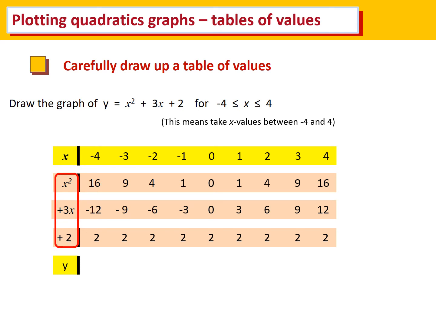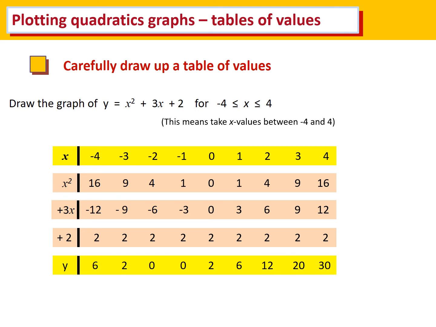And therefore, when x is -4, we add those three values together. 16 plus -12 plus 2. That makes 6. When x is -3, we add those values together. 9 plus -9 plus 2, that gives us 2. When x is -2, we add those three values together and it gives us a y value of 0. We carry on like that. And so we now have a row of x values at the top and a corresponding row of y values at the bottom.